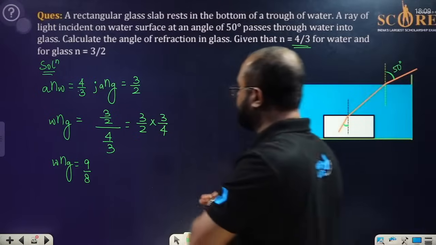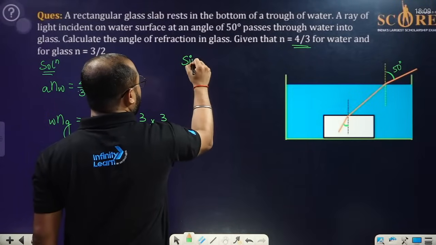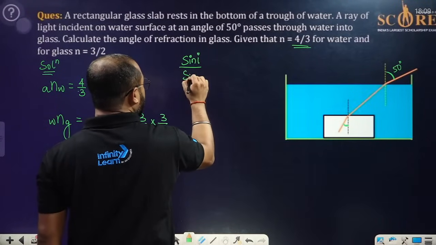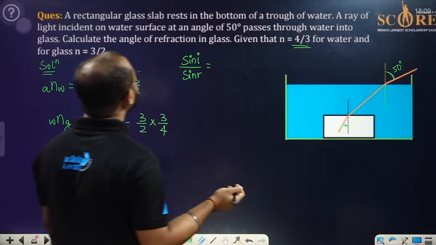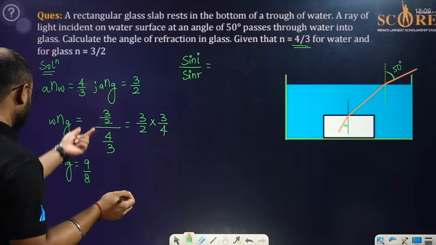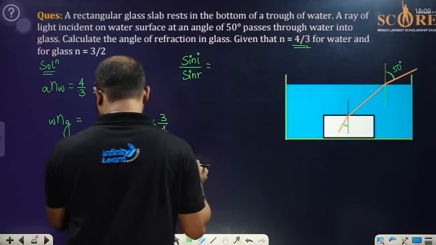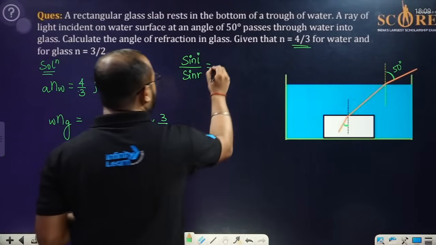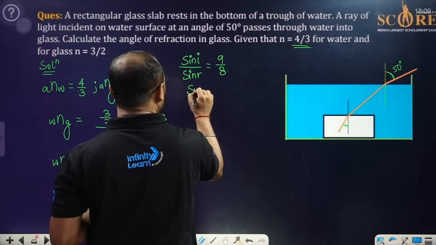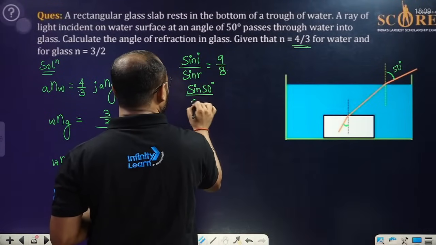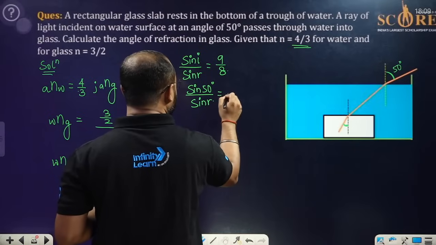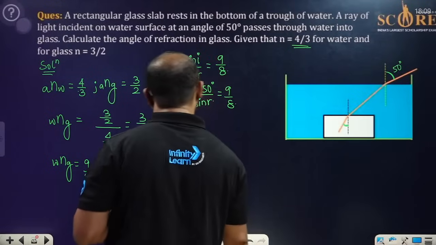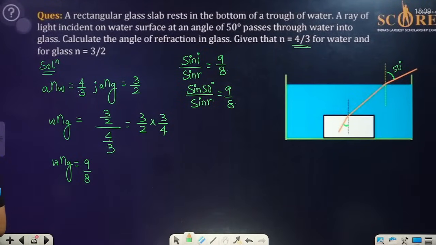Water and all. So we will be finding it this way. The sine of the incident angle, sine of R, and it is happening in the glass, the angle of refraction in the glass. For glass with respect to water it is 9 by 8 only, and there are no issues. So what is the problem? Sin 50 degree by sin R will be equal to 9 by 8. Is there any calculation mistake? I hope not, but still.